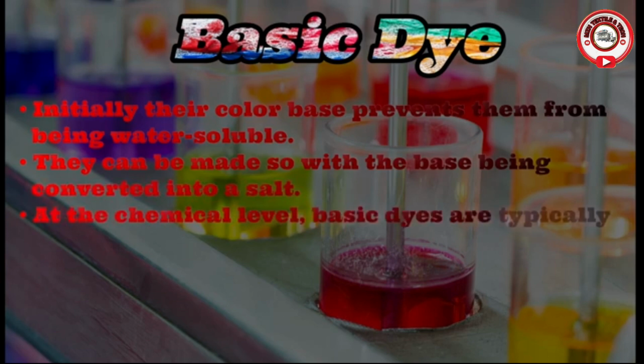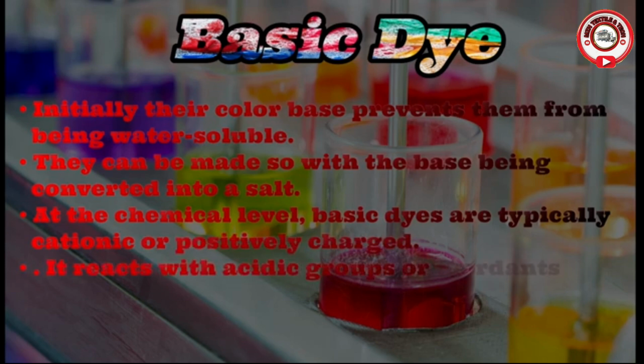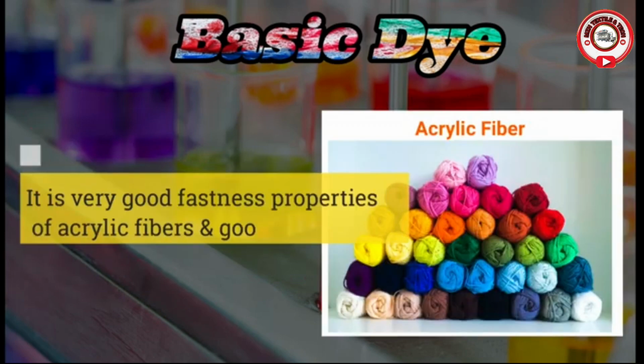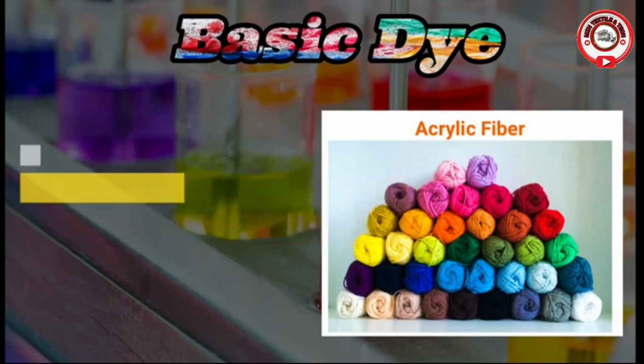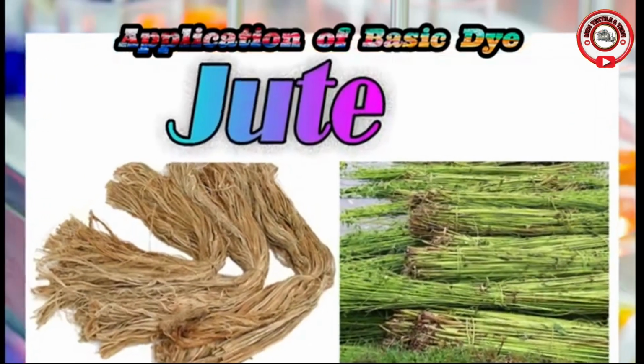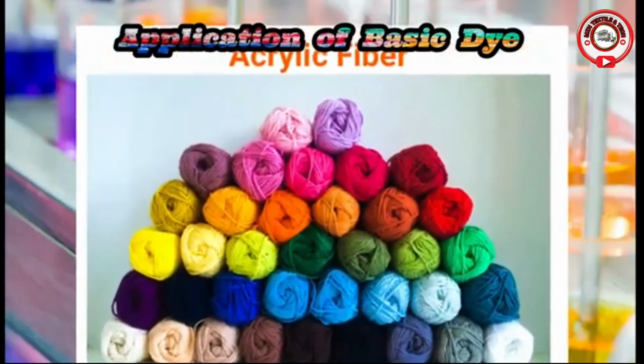At the chemical level, basic dyes are typically cationic or positively charged. It reacts with acidic groups or mordants in the fiber. It has very good fastness properties on acrylic fibers and good brightness. The basic dye is commonly used on jute and acrylic.